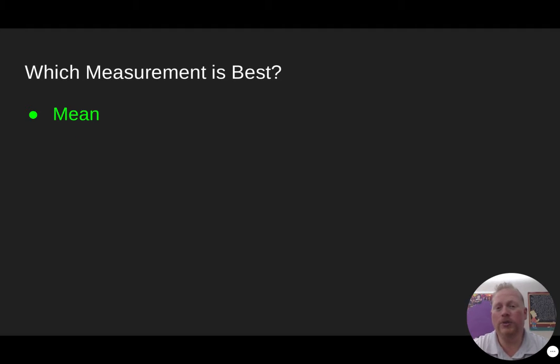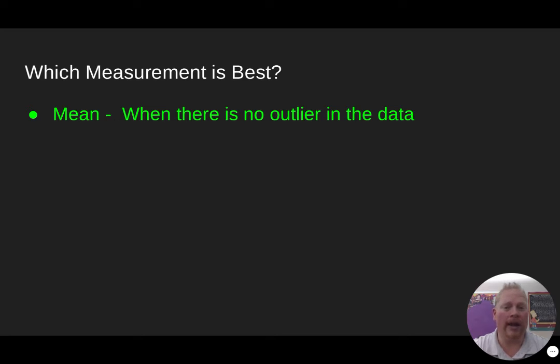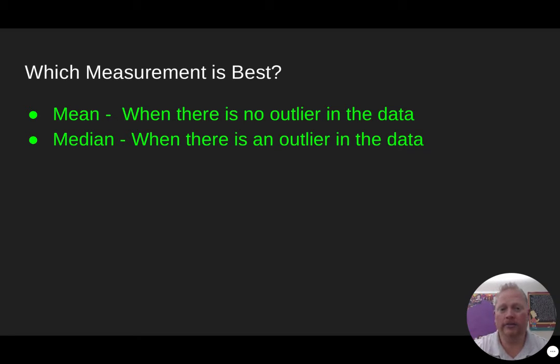So it's best to use the mean if there's no outliers in the data. If everyone's kind of around the same spot, then yeah, just use the average. You want to use the median if there is an outlier, because that one outlier can kind of tank the whole average. So if there is one, use the median.